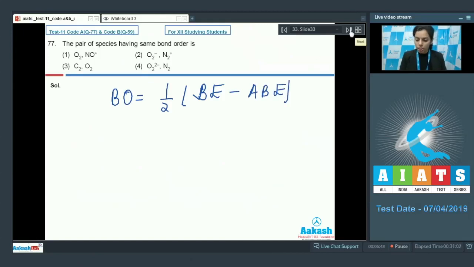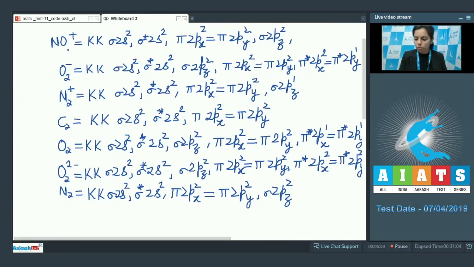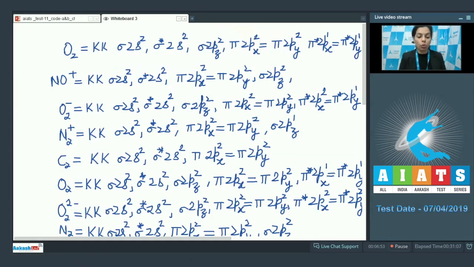Now, let's check the given species. First, the very first species, O2. In this case, there are total 10 bonding electrons. So bond order equals half of 10 minus antibonding electrons: 2 in K shell, plus 2, 4, and 2 more antibonding electrons, a total of 6 antibonding electrons. This way, the bond order becomes 4 by 2, that is 2. So the bond order for oxygen is 2.